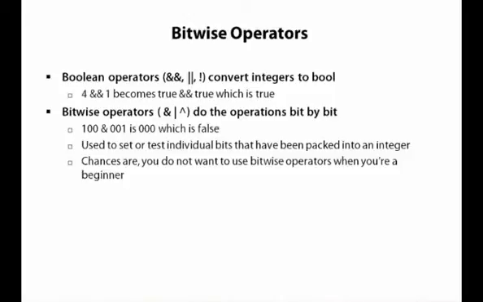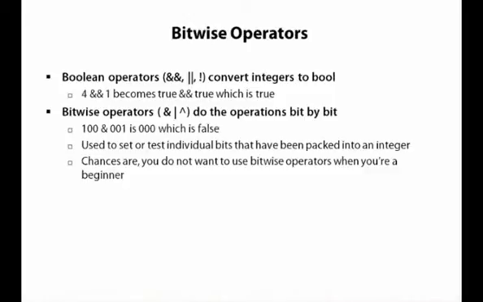We take the first pair, the topmost bit in each number, 1 and 0, 0. Move down to the middle one, 0 and 0 is 0. And the last one, 0 and 1, still 0. So we get a result of 000, which is false. So 4 and 1 using a Boolean operator comes out true. 4 and 1 using the bitwise operator comes out 0, which is false. Completely opposite result.